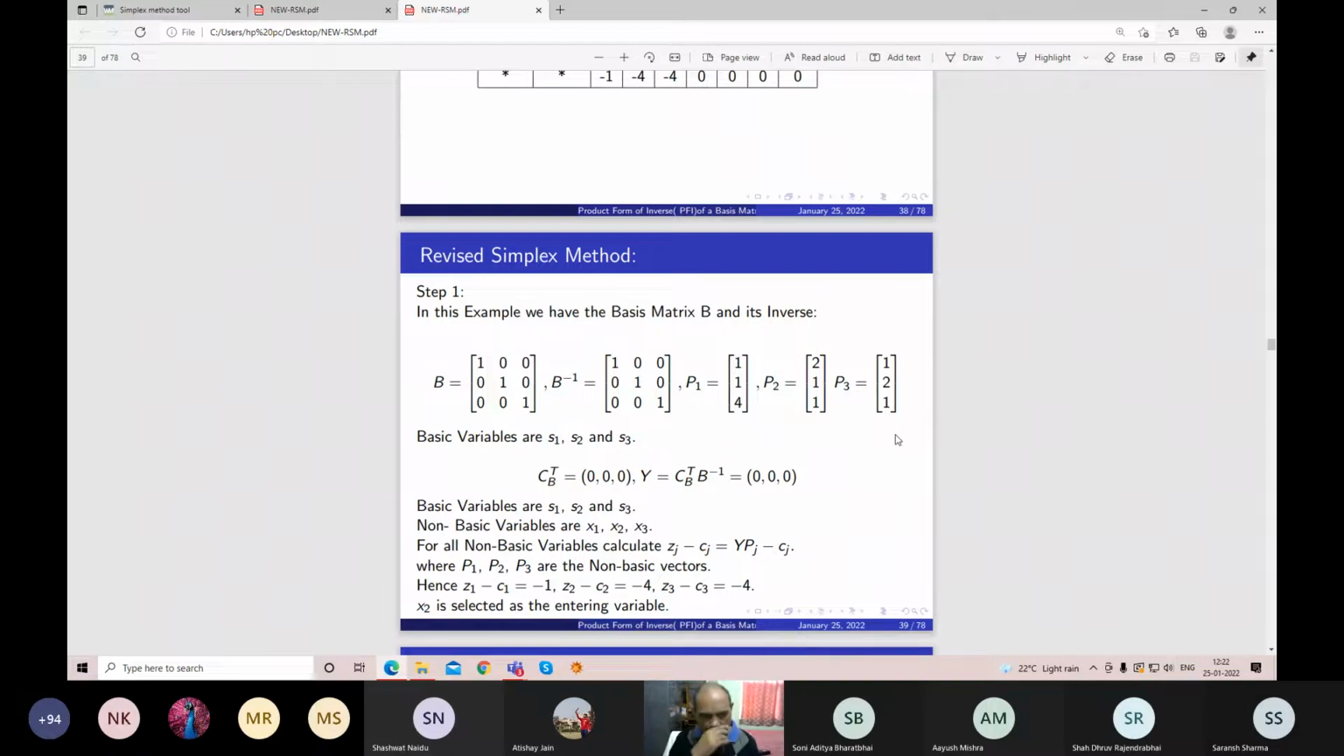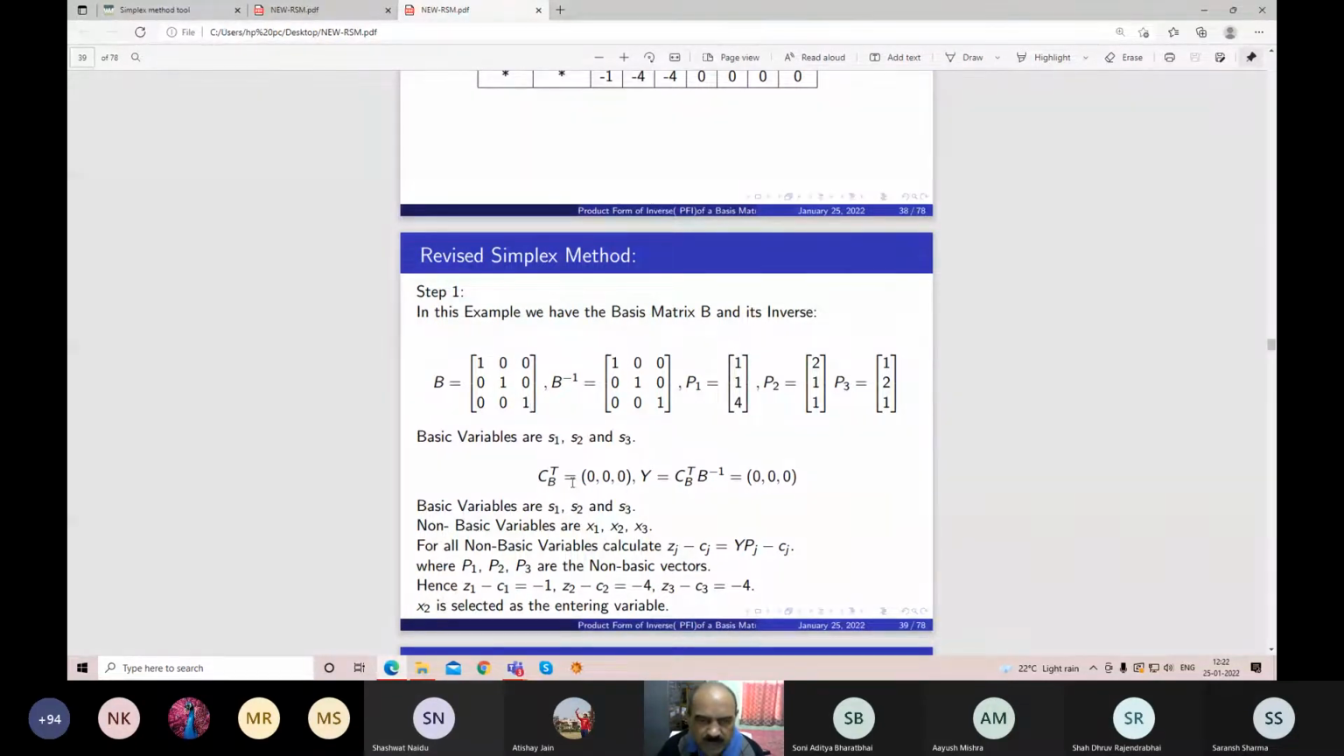Now, basic variables S1, S2, S3. These are the basic variables we have named. So I am following the steps of the simplex method. It has 3 different steps. So we like to discuss step 1. In step 1, we want to know what our basis matrix is. Initially, the identity matrix is the basis matrix.